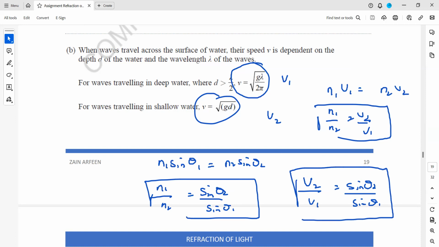So, for example, v1 will be the speed in deep water and v2 will be the speed in shallow water. The angle of incidence in the deep water is given, so you can work out the angle in the shallow water. Is it clear how to do this question?